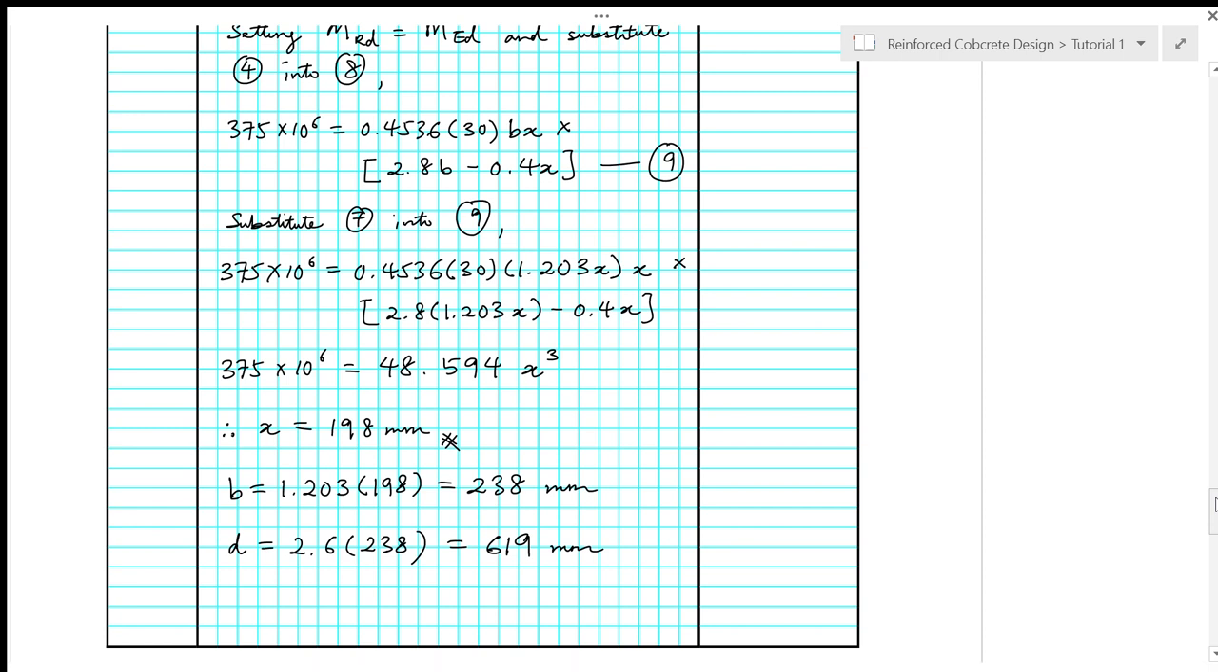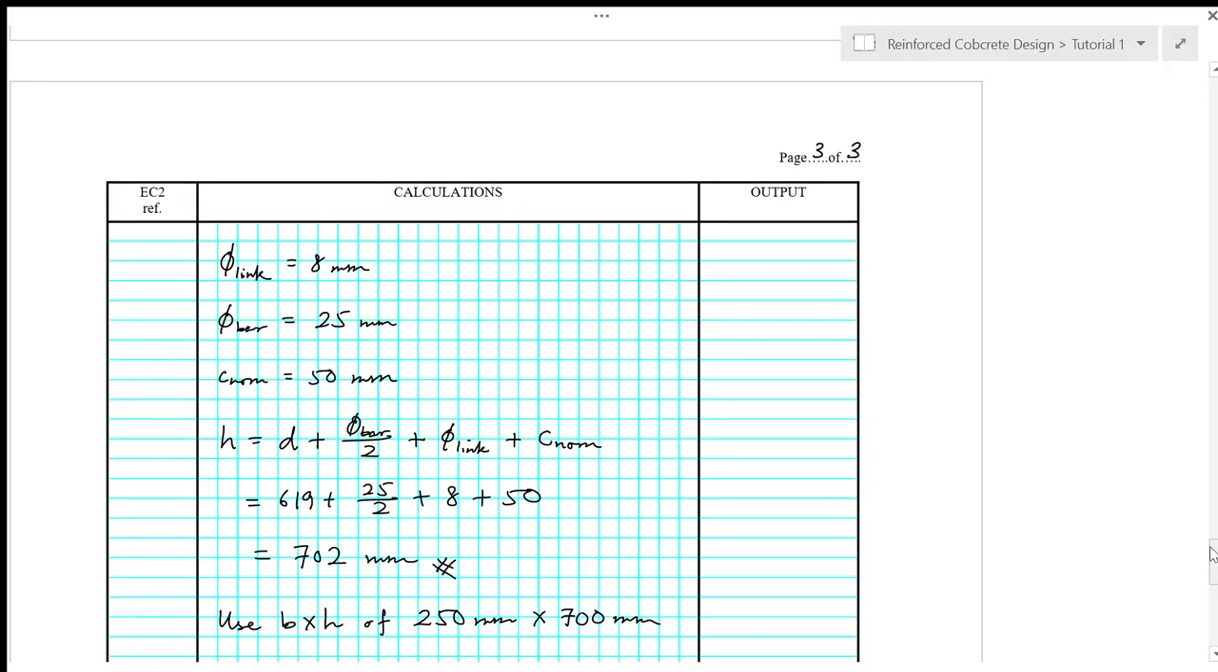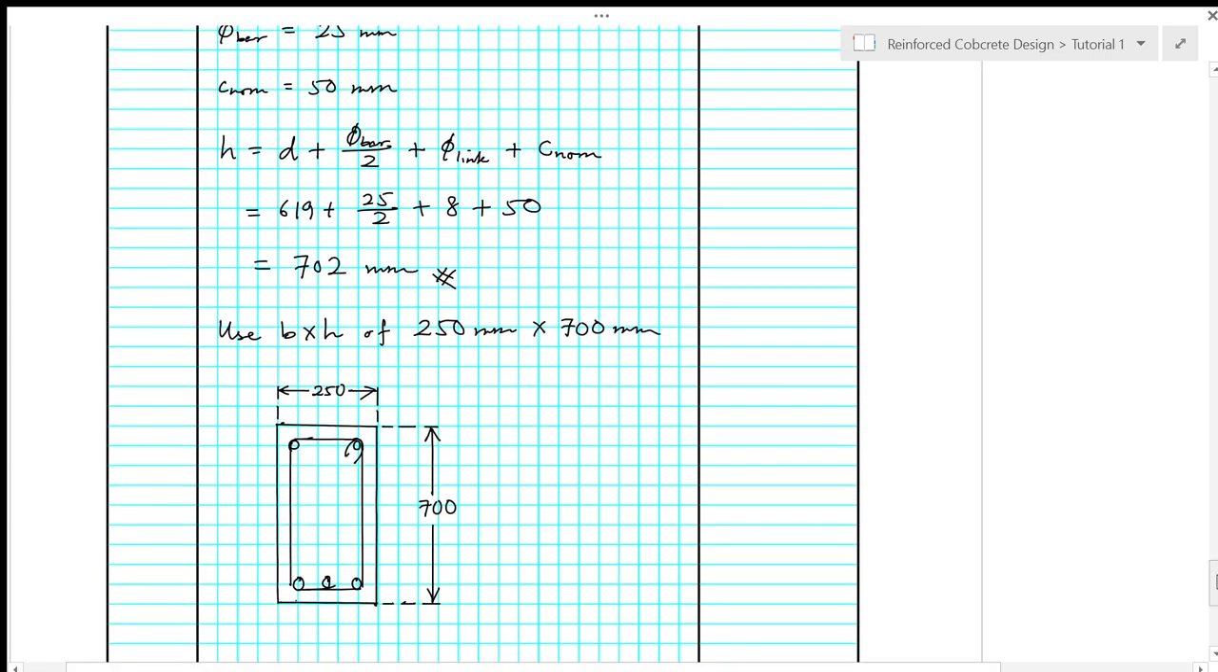So with that, the width of the section b is 223 mm and the effective depth d is 619 mm. With a link diameter of 8 mm, a main bar diameter of 25 mm, and a nominal cover of 50 mm, and assuming a single layer of reinforcement, the height of the beam will be the effective depth plus half the diameter of the main bar plus the diameter of the link plus the nominal cover. That gives us 702 mm.